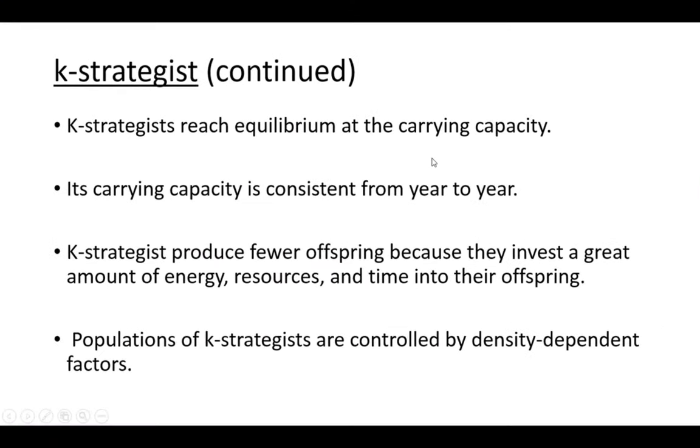K-strategists reach equilibrium at the carrying capacity. Its carrying capacity is consistent from year to year. K-strategists produce fewer offspring because they invest a great amount of energy, resources, and time into their offspring. Populations of K-strategists are controlled by density-dependent factors.